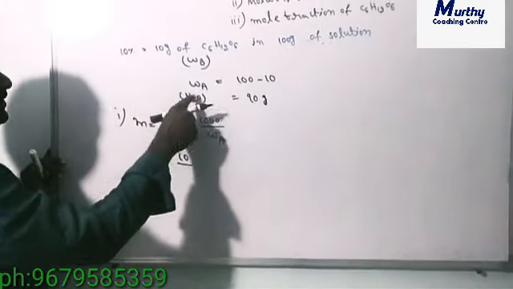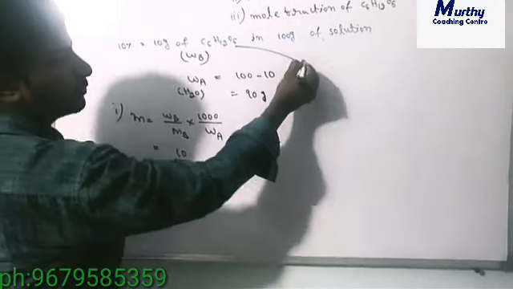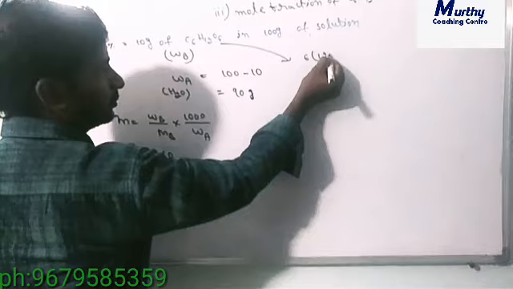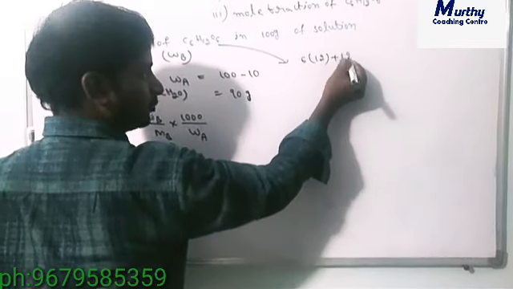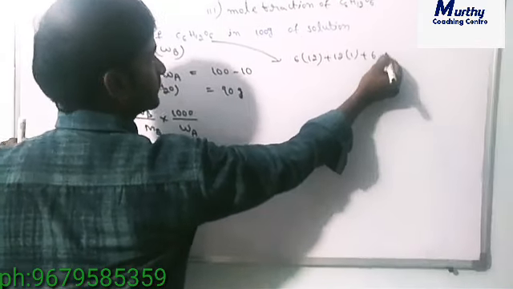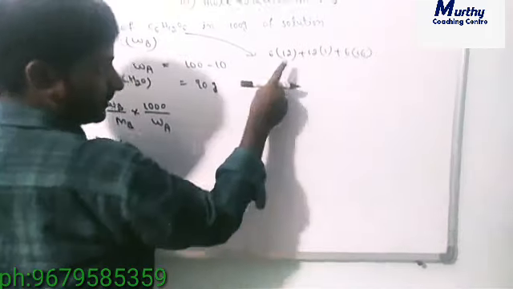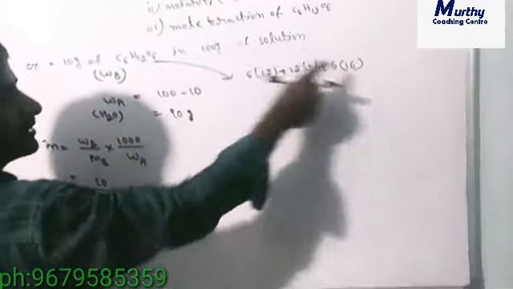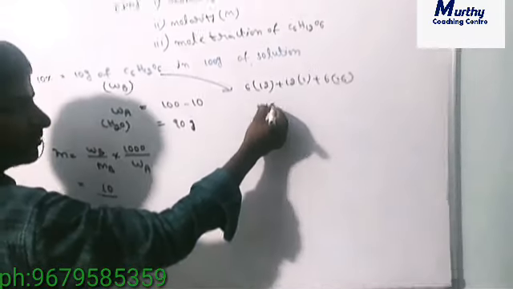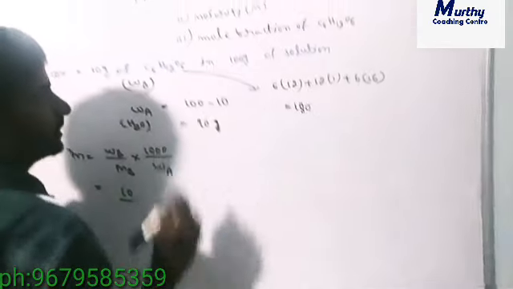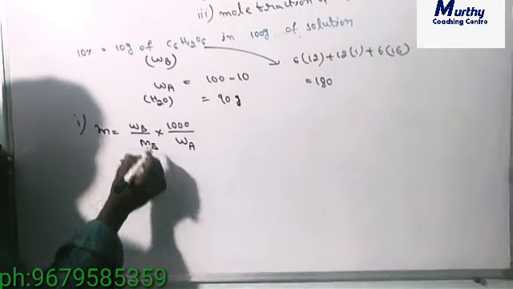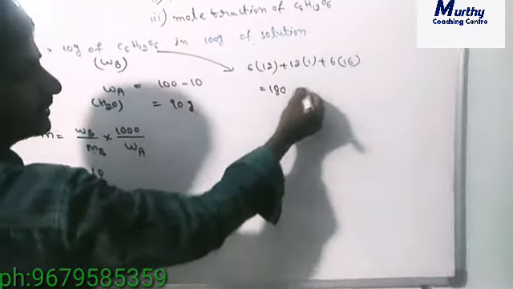Next, MB. If you find the glucose molar mass, that is 6 into 12 plus 12 into 1 plus 6 into 16. So carbon atomic mass is 12, hydrogen atomic mass is 1, oxygen atomic mass is 16. So the total is 180. So that is the molar mass of glucose. So that is MB.